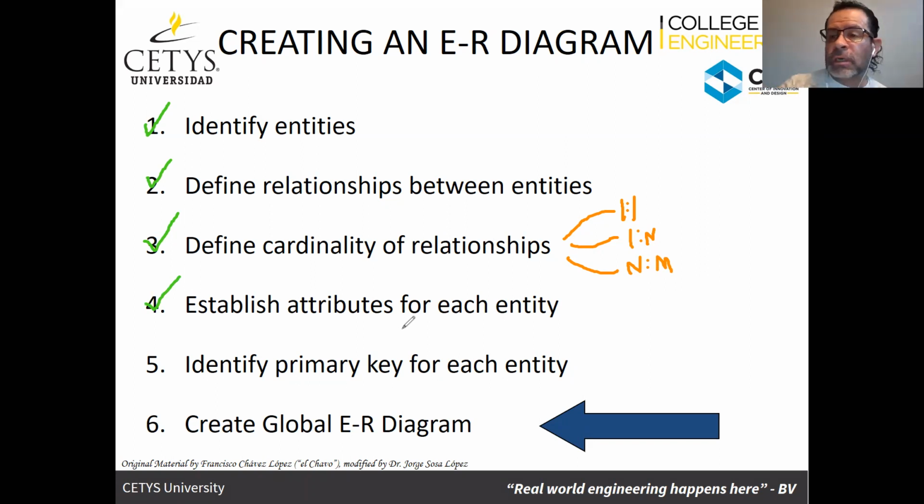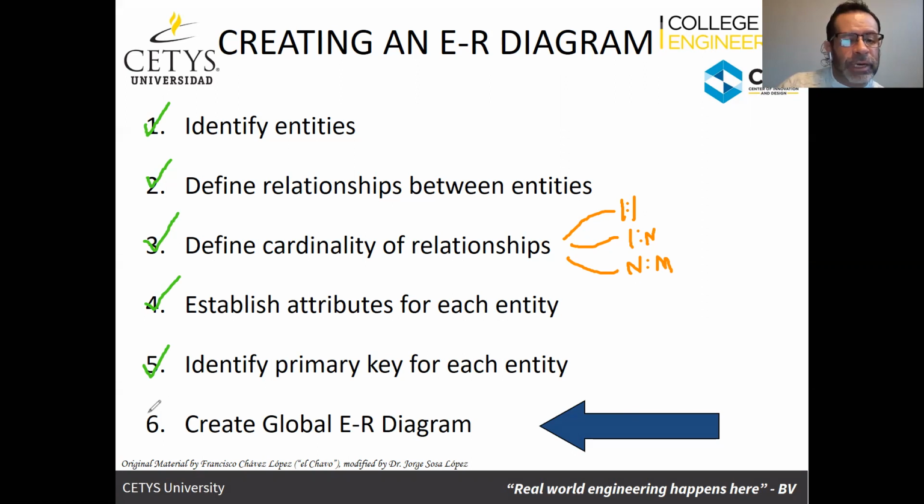We haven't talked right now much about what characteristics the names of these should have. We're going to talk about that further on. Then we identify the primary key for each entity, which is basically that identifier, an attribute that's going to help me uniquely identify a particular instance or registry of the entity.